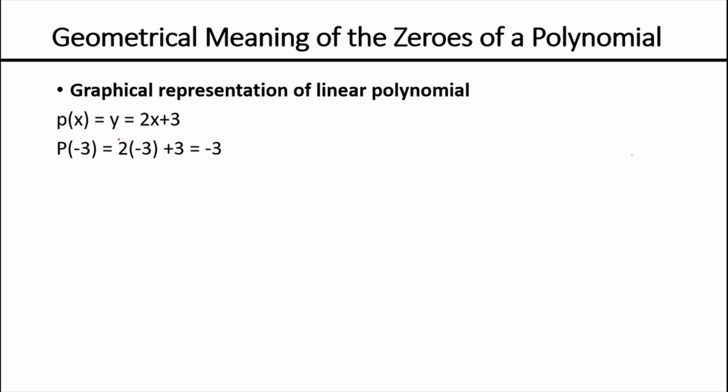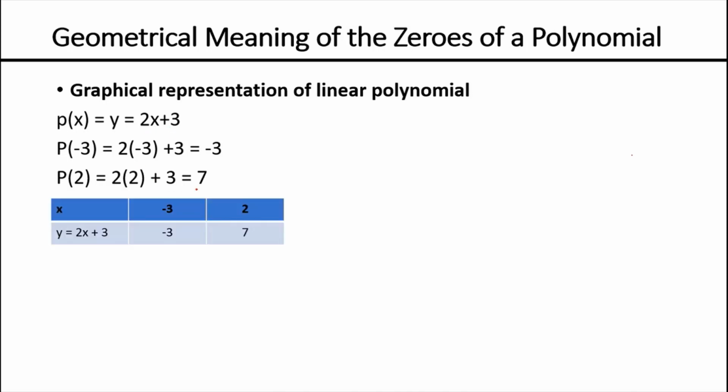Now we will require a minimum of 2 points to draw a linear graph. That's why I am taking any two values of x randomly, and then I will figure out the value of y at those values of x. Firstly, I have taken the value of x as minus 3. Replacing x with minus 3, I get the value of y as minus 3. After that, I have taken 2 as the value of x, and if I replace 2 in this expression, I will get the value of y as 7.